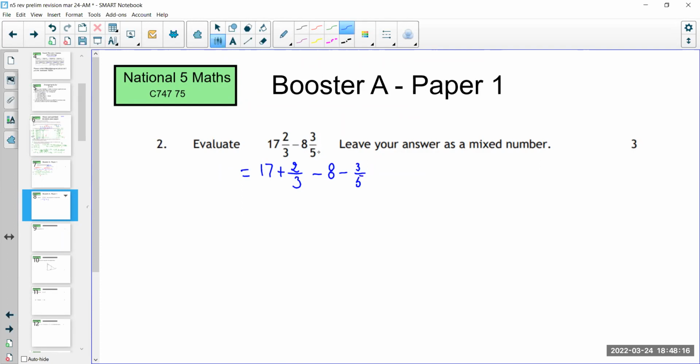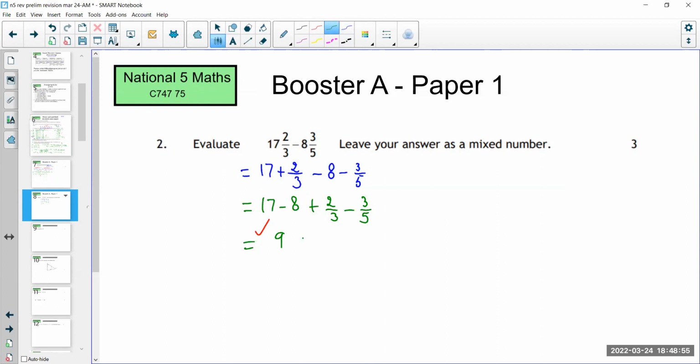This at the top, we made it simpler by writing it like this. And that is 17 minus 8 plus 2/3 minus 3/5. And that is probably easier to manipulate because the fraction, what you need to find is a common denominator. And to do that, you can just do 5 times 3. So 17 minus 8, that would be 9. That gives you a mark to find that 9.